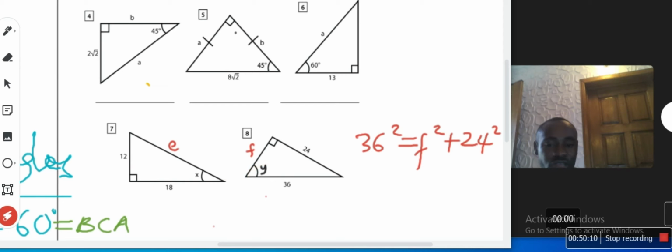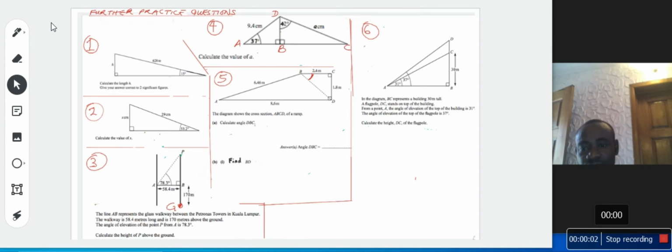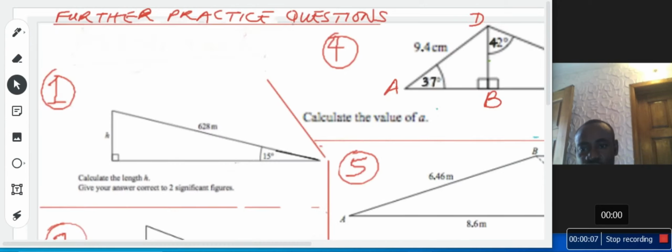How about if we're looking for y? We can use any of the trigonometry ratios, like opposite over hypotenuse, and use sine. That's just a further practice question. Let's look at it. We just run through some of the things we need to do. For instance, you're asked to calculate h, the first one. How do we find h? This is h, by the way. This hypotenuse is 628.